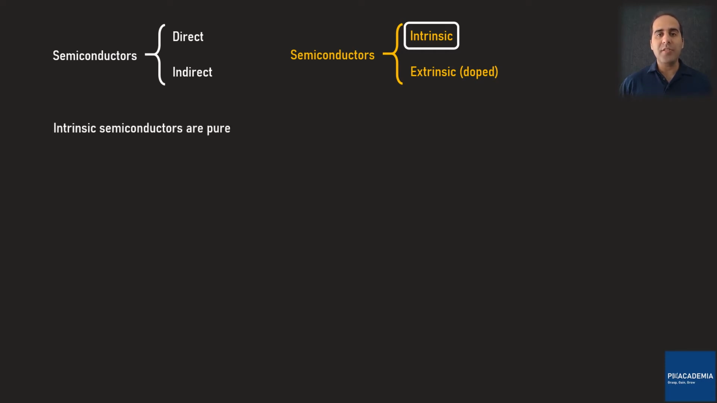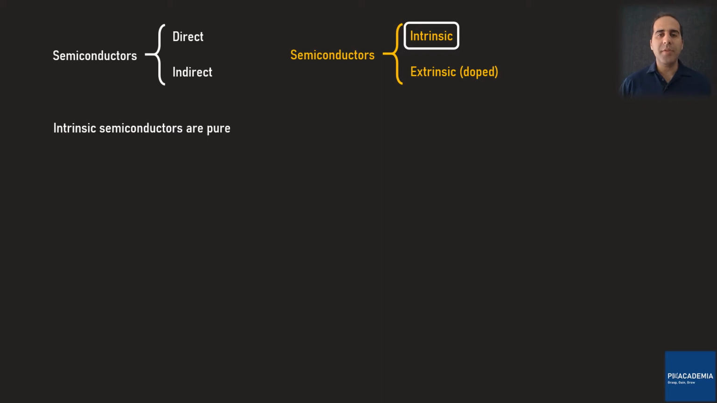Intrinsic semiconductors are those that are pure. In other words, all the atoms in an intrinsic semiconductor are identical. For example, intrinsic silicon is the one in which all the atoms are silicon.